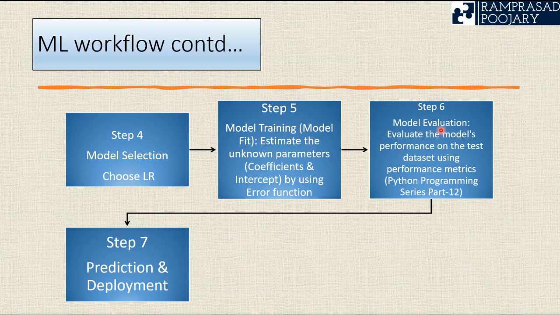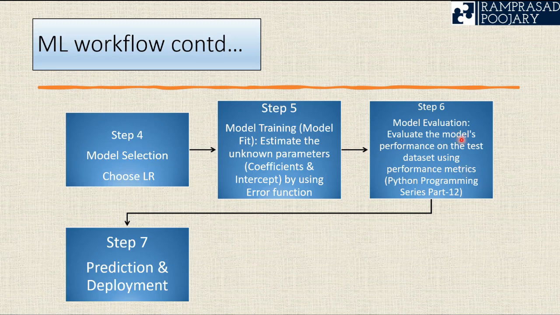After that, you can evaluate your model on a new data set, that is the test data set. For evaluating the performance of the model, you need performance metrics, and we discussed 3 performance metrics for regression in part 12, which are mean square error, mean absolute error, and R2 score. You can watch this video where I explained these 3 performance metrics. They are used for model evaluation.